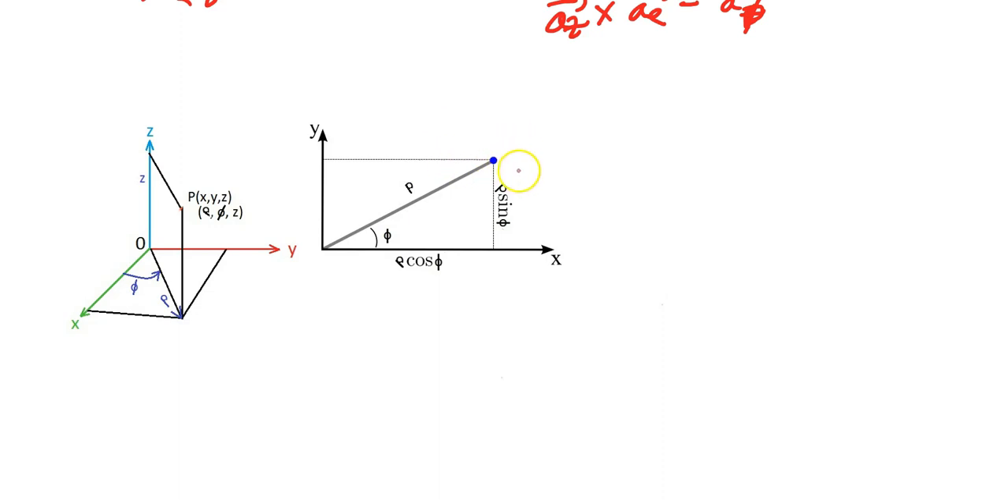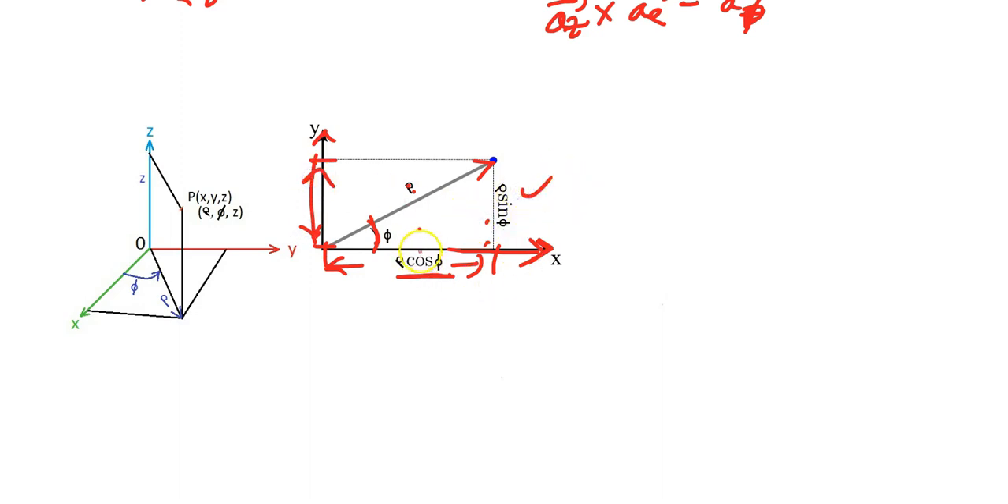From the basics you have studied in your intermediate, any vector can be decomposed into horizontal and vertical components. This will be applied later on. We'll see when you have rho here, and phi, this component is the horizontal component, rho cos phi, from rho and the cosine of this angle. This length is your rho cos phi. This length is your rho sin phi.